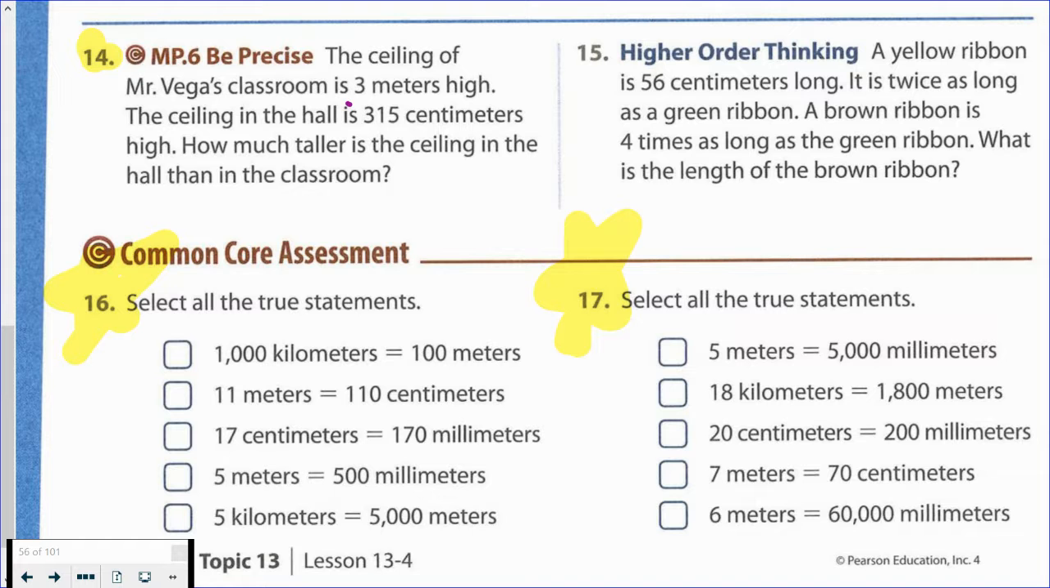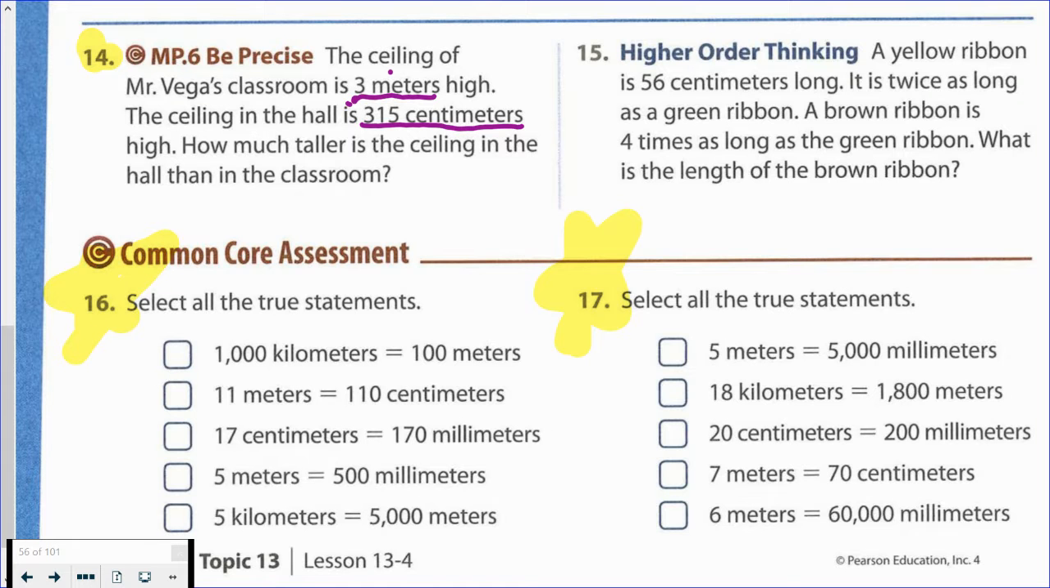Okay, so first thing we need to know, we're talking about the height of the ceiling. Okay, and we're talking about the classroom versus the hallway. The classroom is 3 meters. The hallway is 315 centimeters. So notice how we're using different units of measurement. Well, it's hard to compare things when you're using different units of measurement. So we want to try and put them both into the same unit.